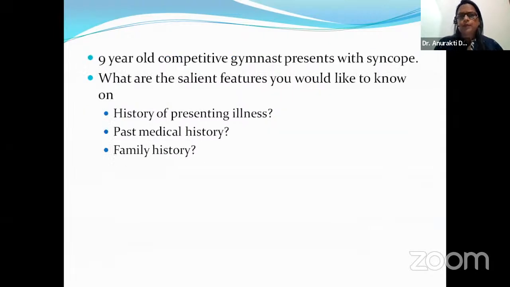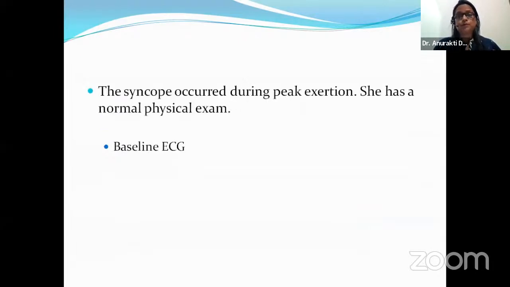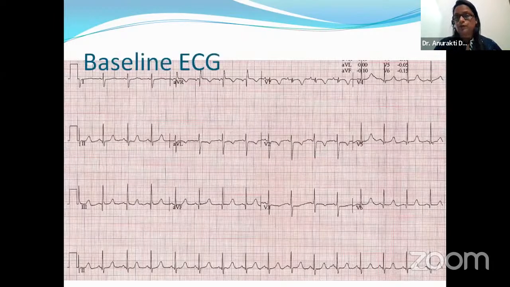So let's go to an example. If you have a competitive gymnast, 9-year-old presents with syncope, what all do you want to know about that gymnast when she comes with the history of 1 or 2 episodes of fainting while doing her gymnastic classes, because her symptoms occurred at peak exertion and she has a normal physical examination. This is her baseline ECG, if you can see.